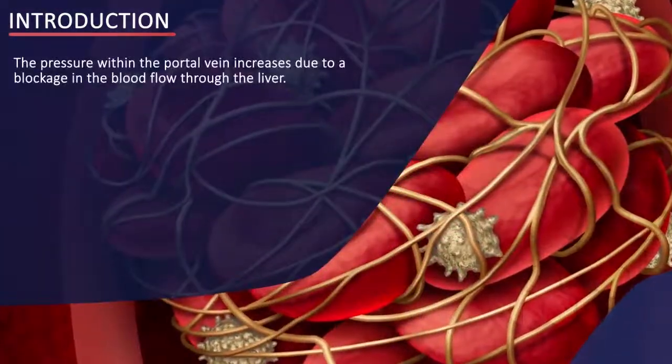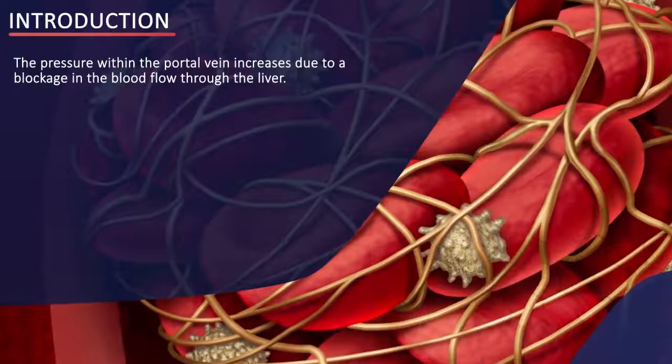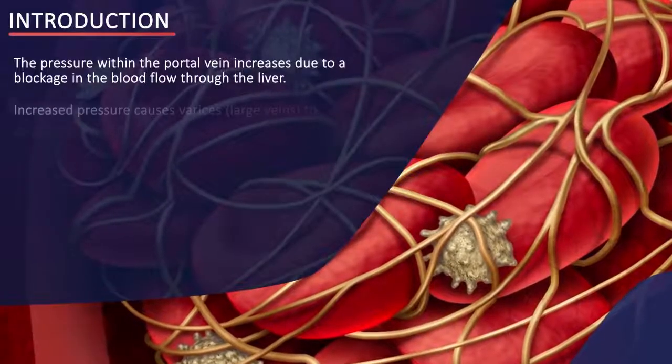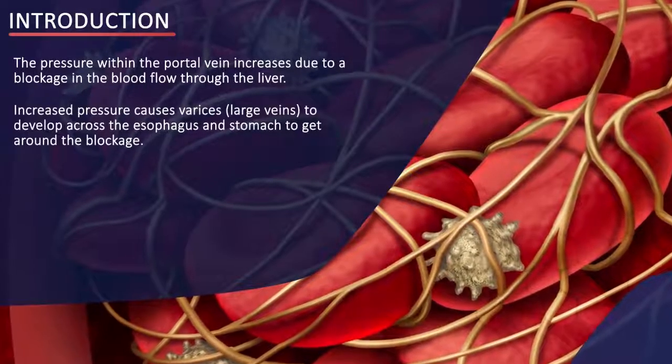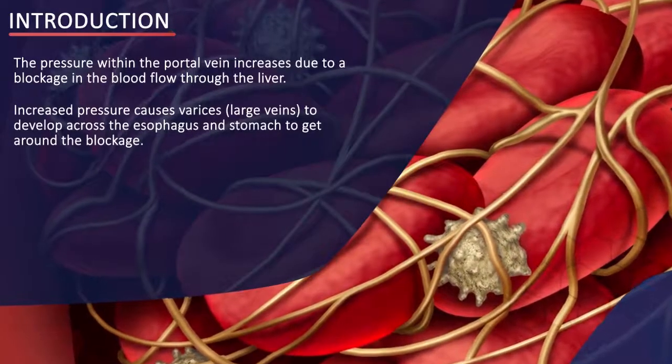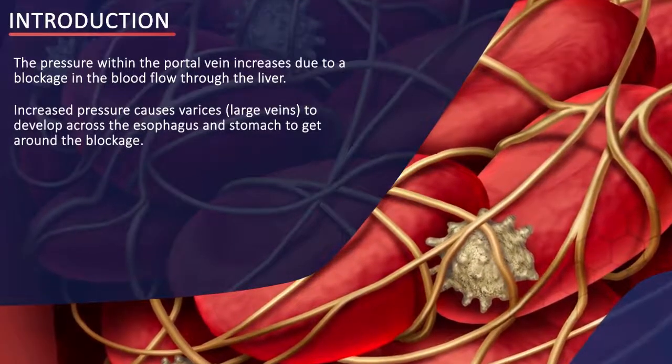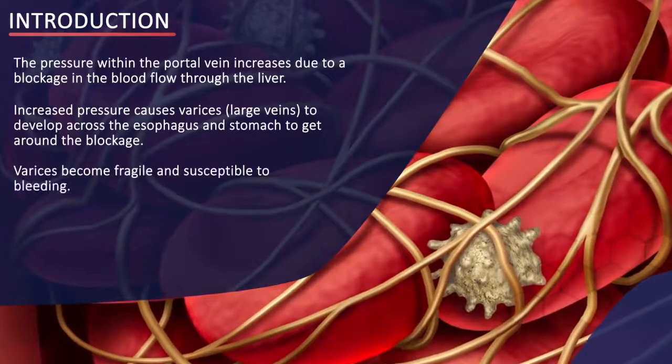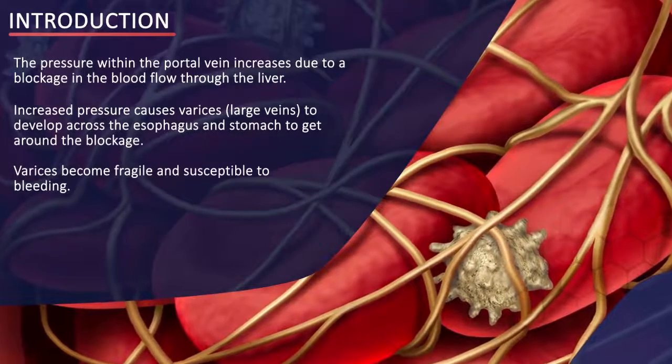The pressure within the portal vein increases due to a blockage in the blood flow through the liver. The increased pressure causes varices, or large veins, to develop across the esophagus and stomach to get around the blockage. After some time, these varices become fragile and susceptible to bleeding.